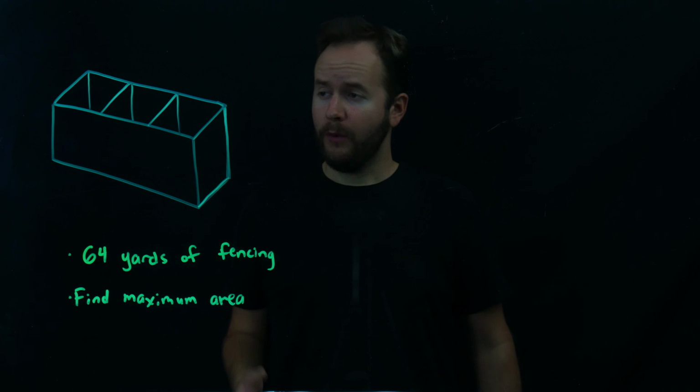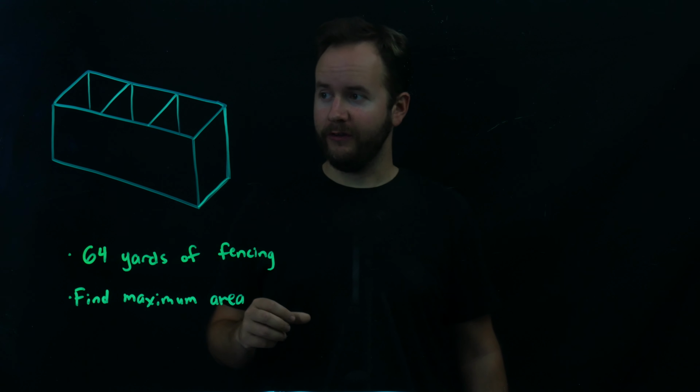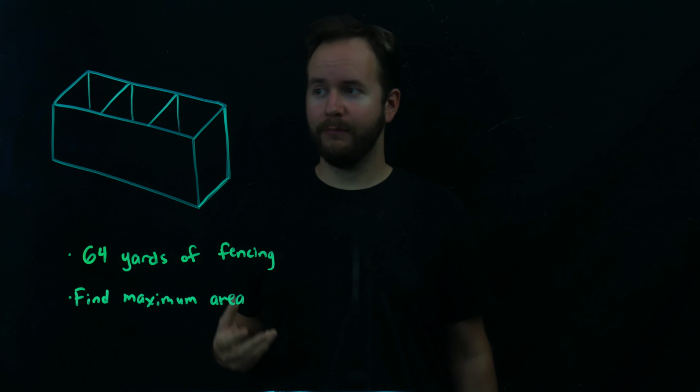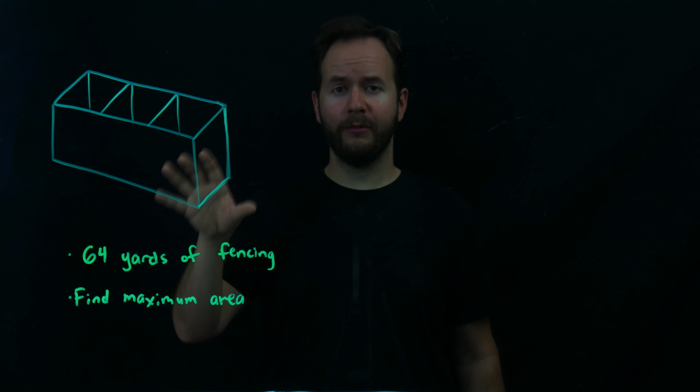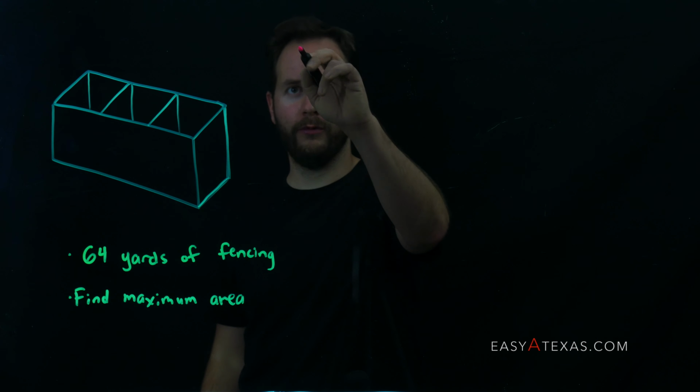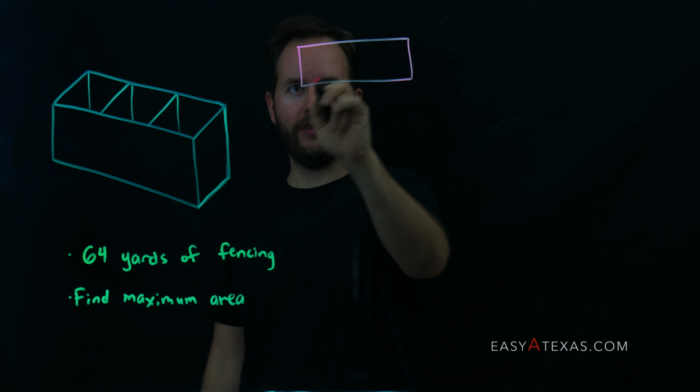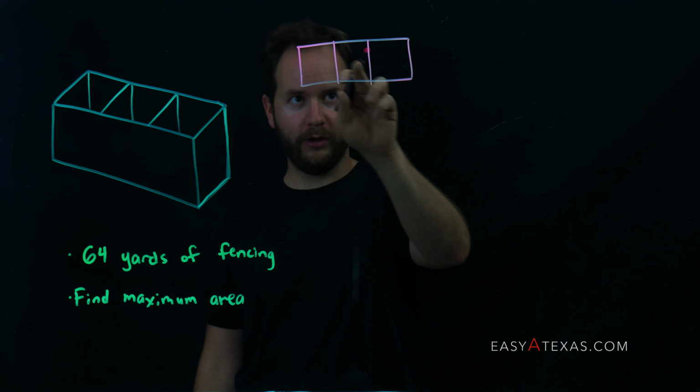In this optimization problem, we have a kennel with 3 different cages, and we're supposed to make the maximum size kennel we can possibly make using 64 yards of fencing only. What I'm going to do is get a top-down version of this kennel. So we're going to see a rectangle with 2 dividing walls, and so we see the 1, 2, 3 cages there.